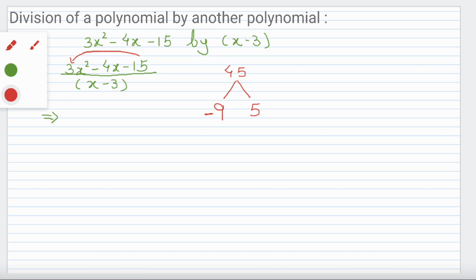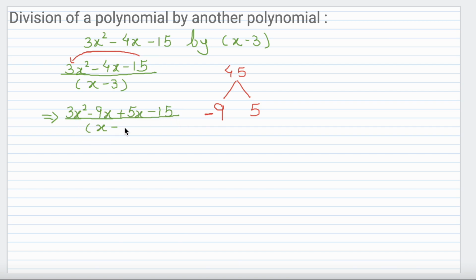Okay, now what you have to do is split the middle number. So I am going to write 3x squared minus 9x plus 5x minus 15, and after that you have to write x minus 3.